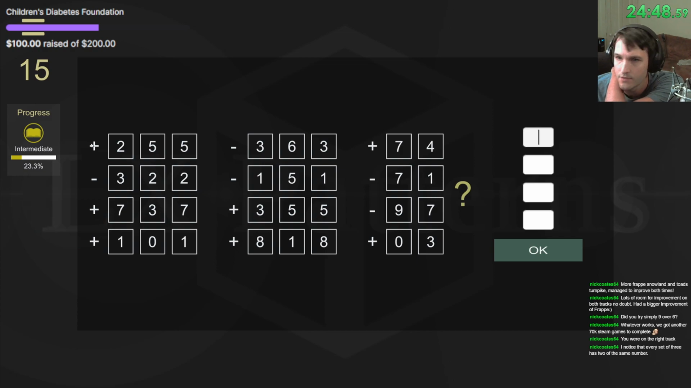Every set of three has two of the same number. Really? I did start noticing duplicates, but what I was noticing was the duplicates on opposite ends. So when it's positive, the duplicate number is odd. And when it's negative, no, it's still odd. That is a good notice. So positive is 55 here, negative is 22 here. So the positive and negatives don't seem to correlate to anything, though, at the moment.